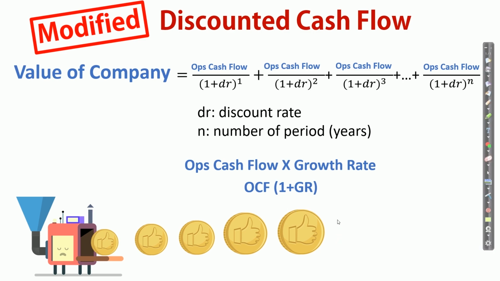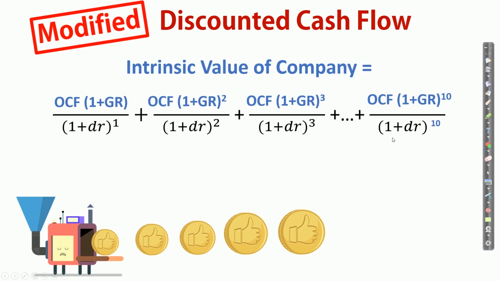And just like the discount rate, we will have to compound it over the years. Every year we need to multiply it by 1 plus 10.19% all the way until 10 years. That's generally the time span that we are using when calculating the intrinsic value of a company.